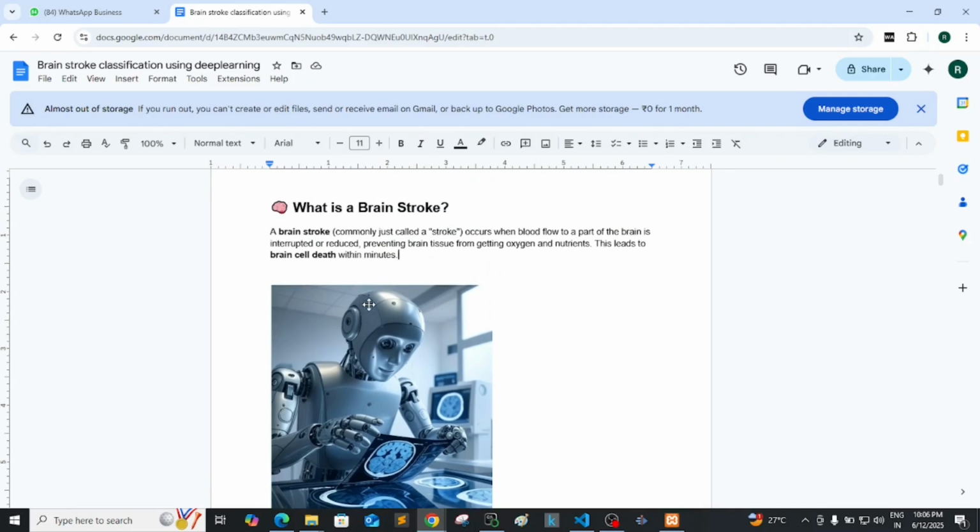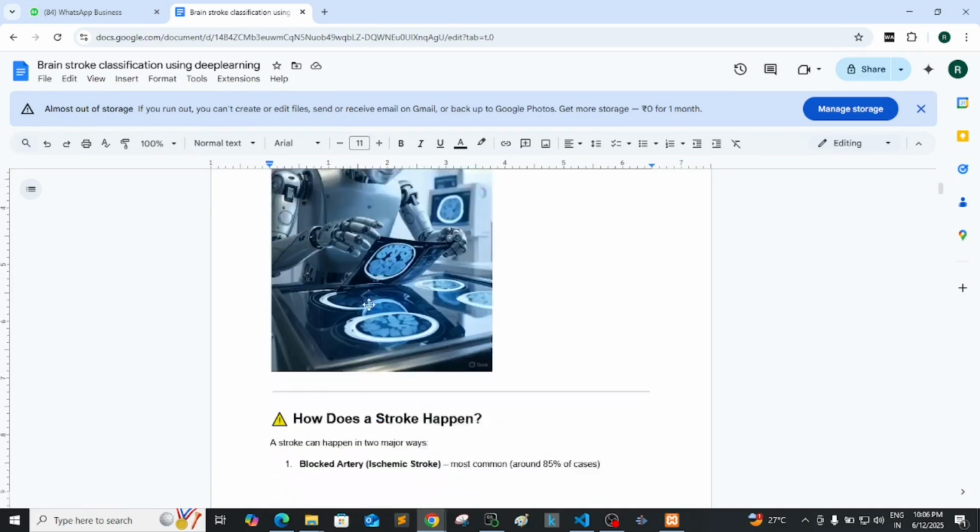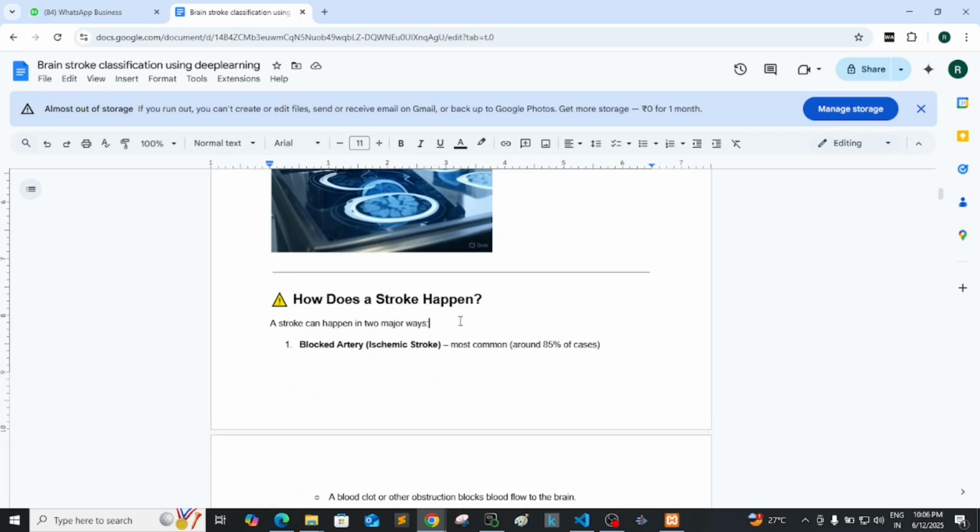It happens because proper blood flow is not available in that area, so this condition happens. So how does a stroke happen? A stroke happens in multiple ways, and we have a name for each.